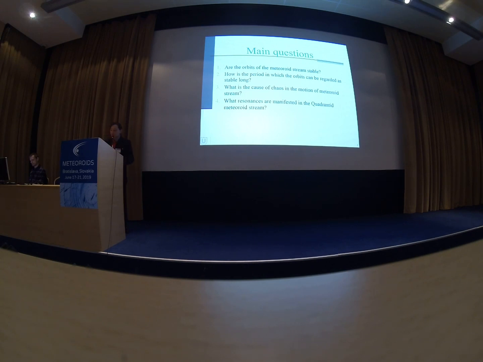In this work, we try to answer the following questions: Are the orbits of the meteoroid stream stable? How long is the period in which the orbit can be regarded as stable? What is the cause of changes in the motion of the meteoroid stream? What resonances are manifested in the Quadrantid meteoroid stream?